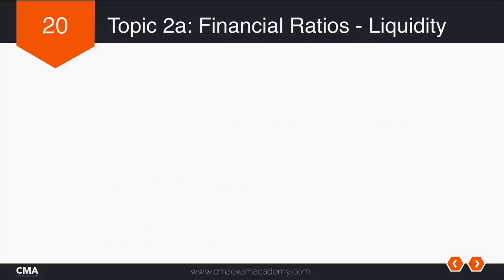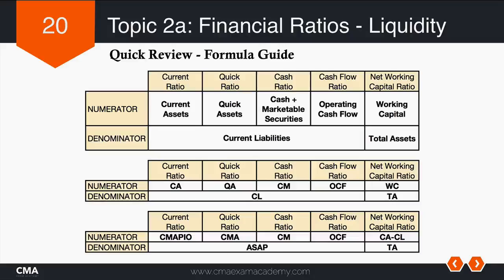To help you with memorizing the formulas of each liquidity ratio, we have created a basic formula guide. Basically, this guide is a summary of all formulas and acronyms we discussed earlier. Let's try out how this works. For the current ratio, for example, the numerator is current assets and the denominator is current liabilities. Shortening it would be CA over CL, while the expanded version would be CMAPIO over ASAP. The same goes for the quick ratio, cash ratio, cash flow ratio, and net working capital ratio.